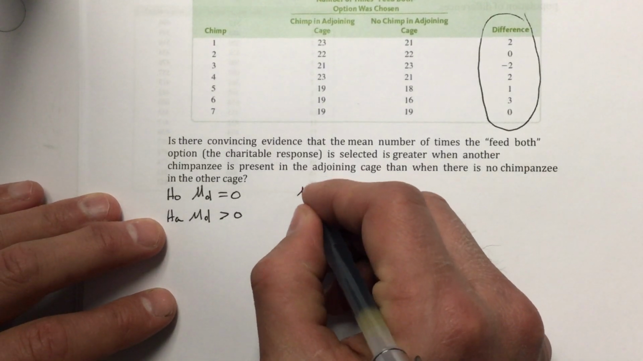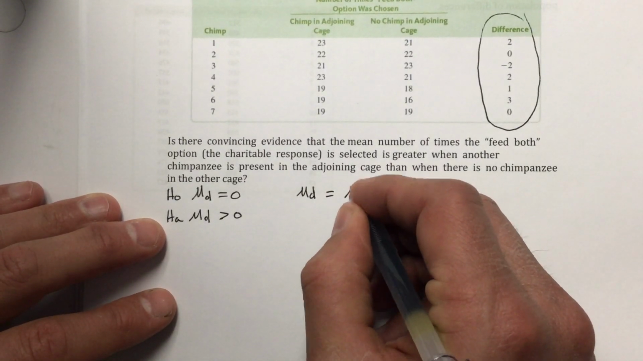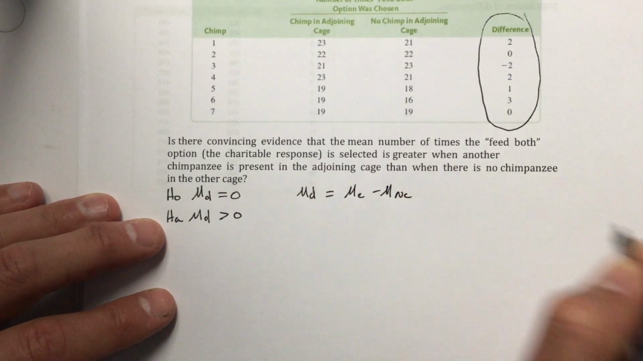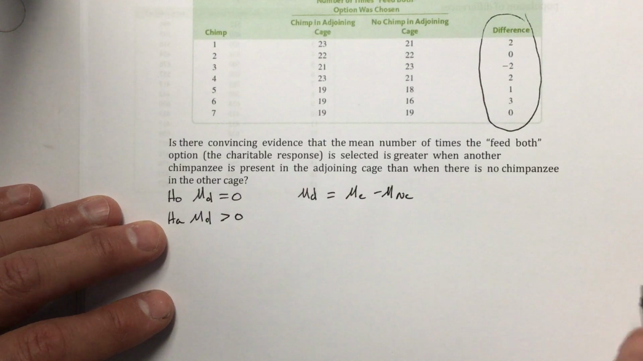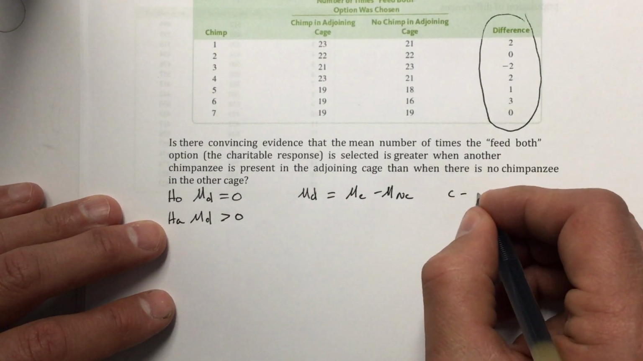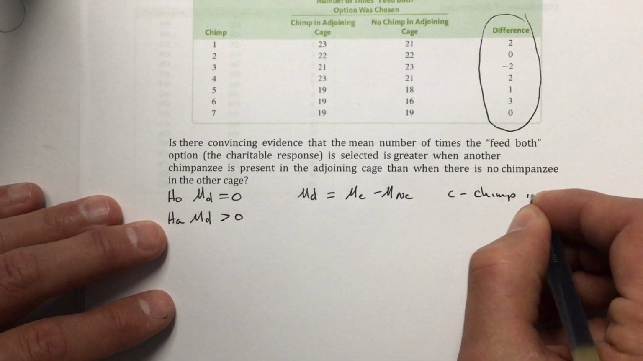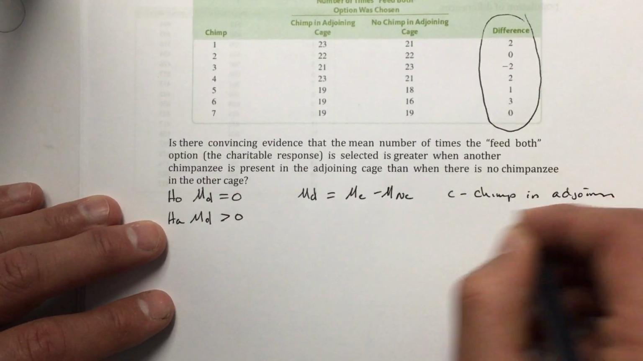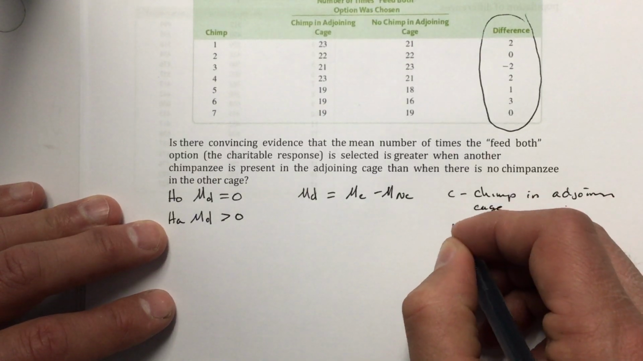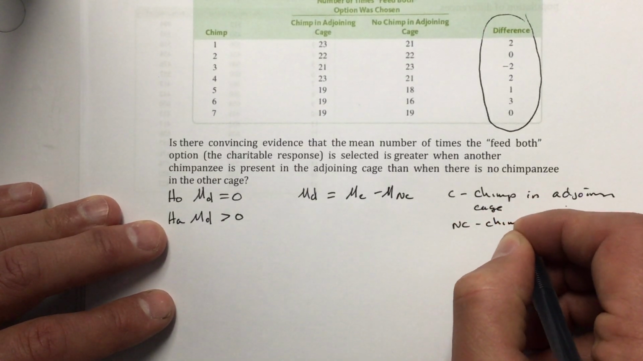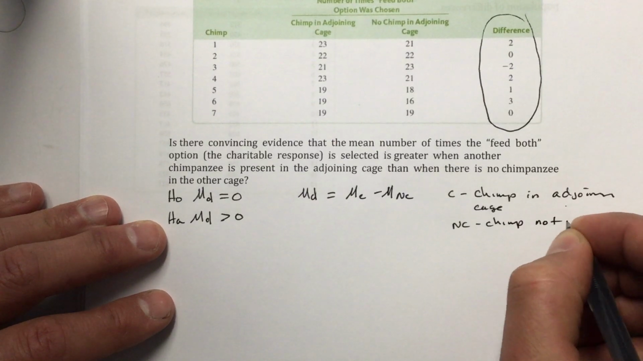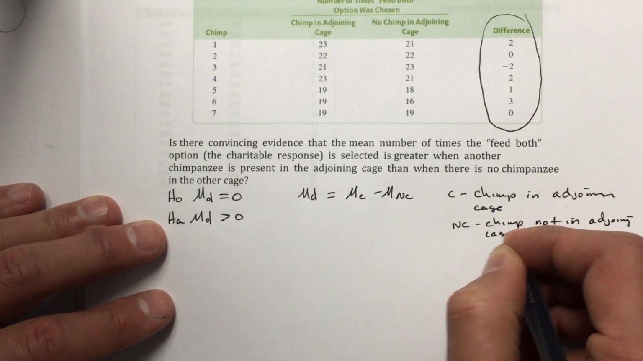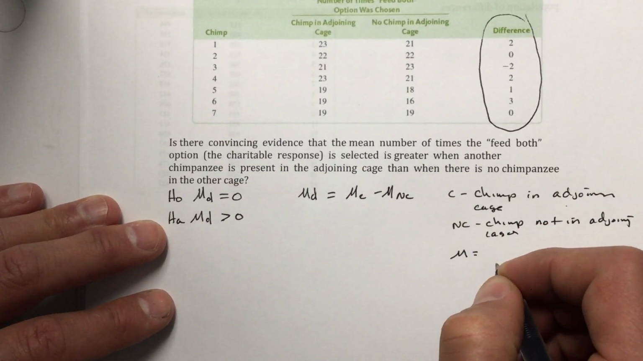All right, so what does MD stand for? It's mean chimp minus mean non-chimp. Okay, where C is chimp in adjoining cage and NC is chimp not in adjoining cage. And what does mu represent?